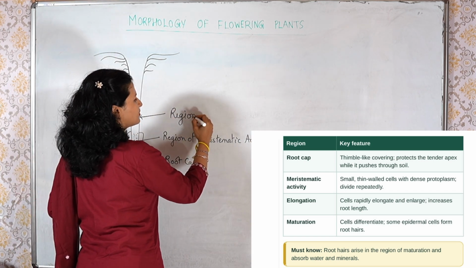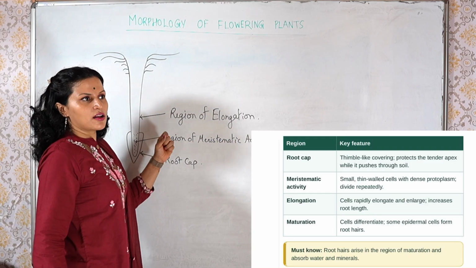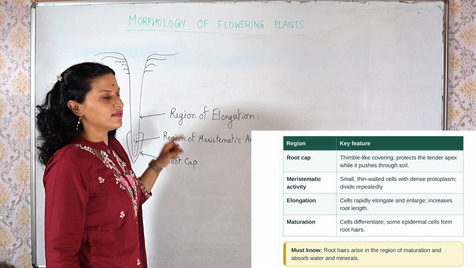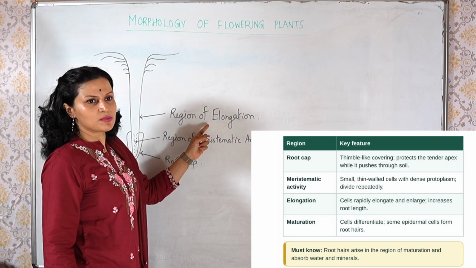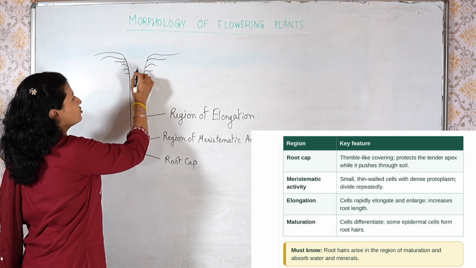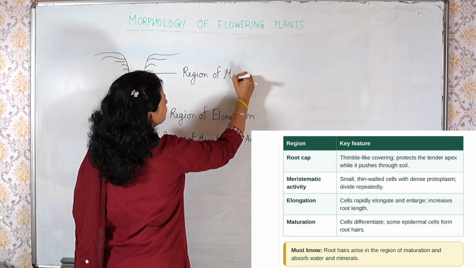Next, the region above is called the region of elongation. The cells over here are undergoing enlargement, that is, they are increasing in length, and this is the region that is responsible for increasing the length of the root. Remember that. Beyond the region of elongation, this region is called the region of maturation.